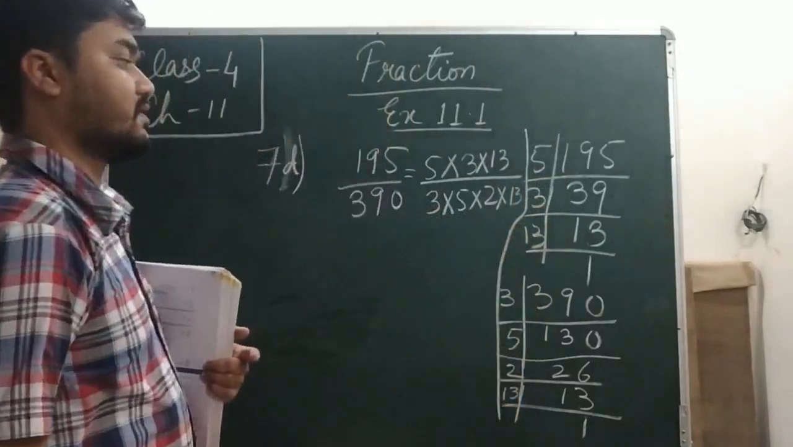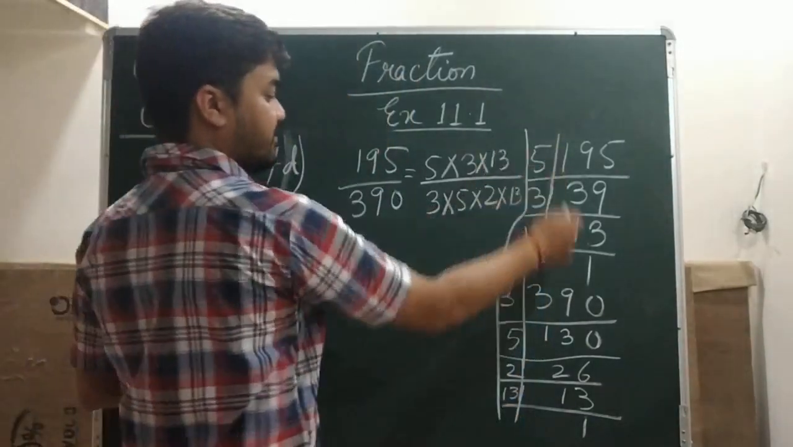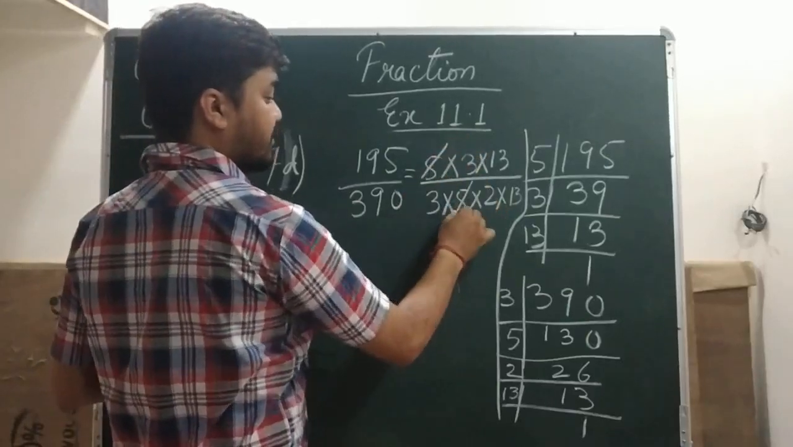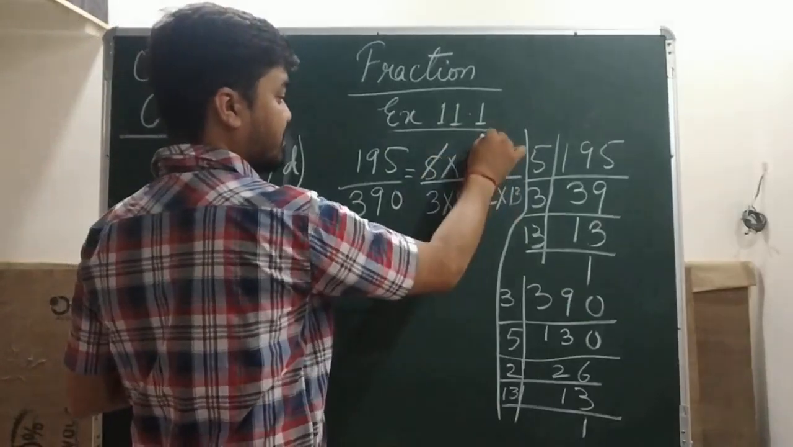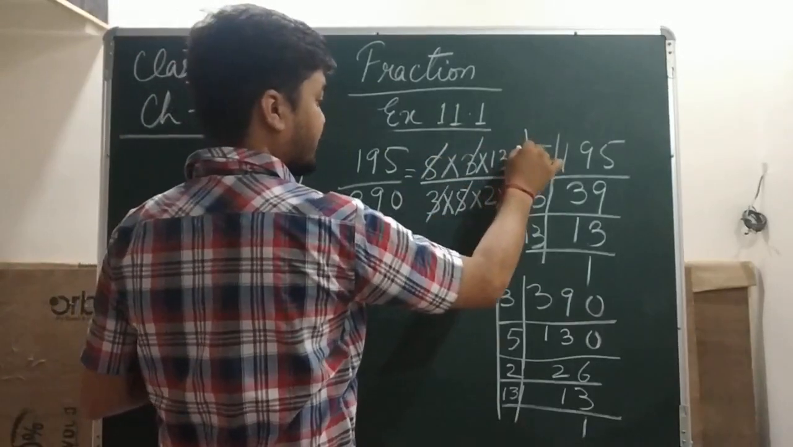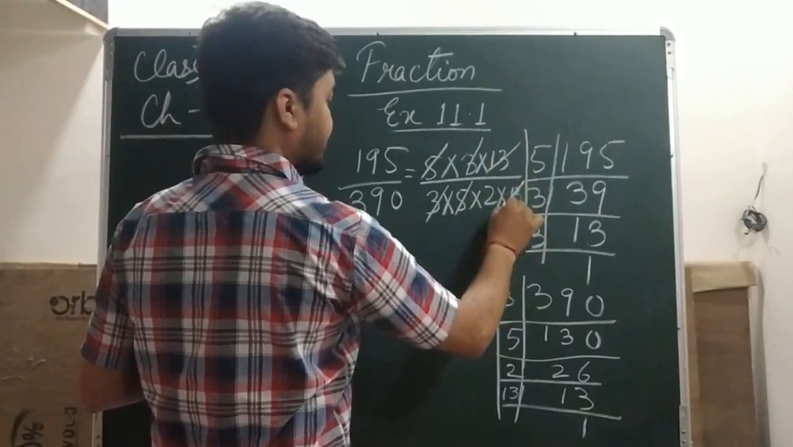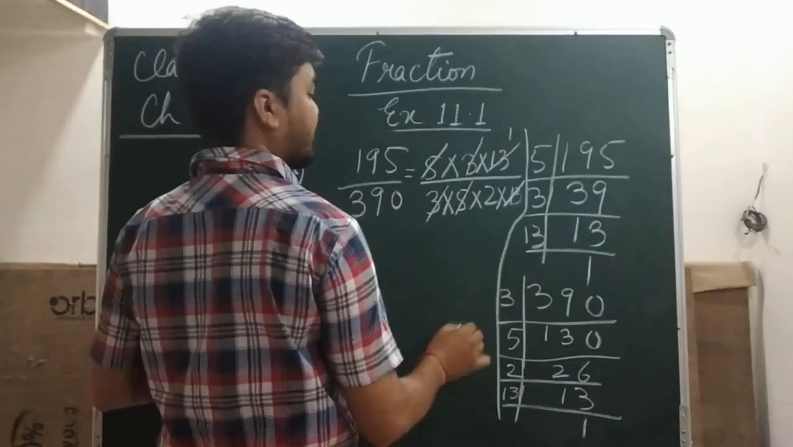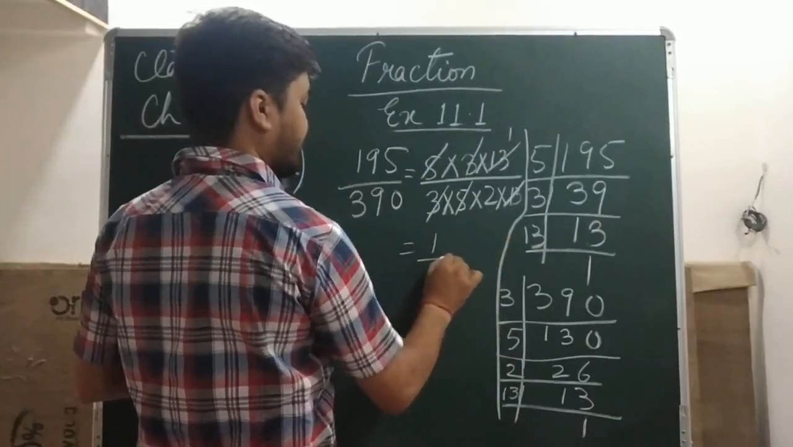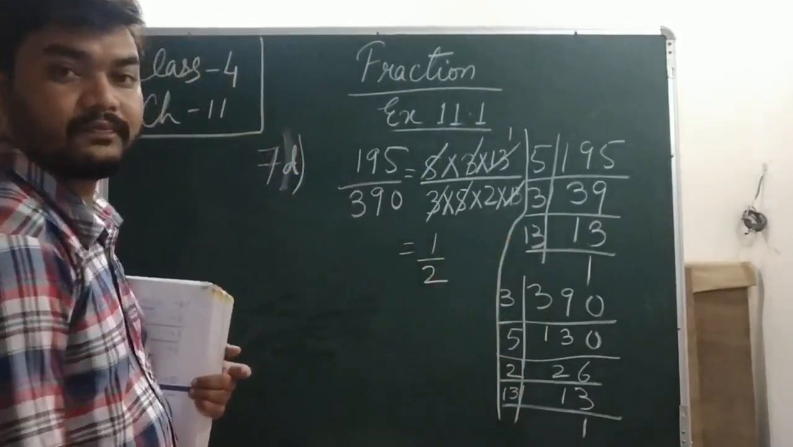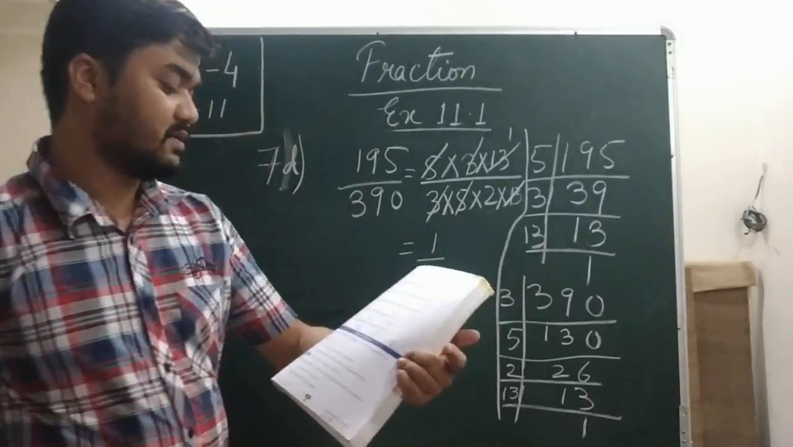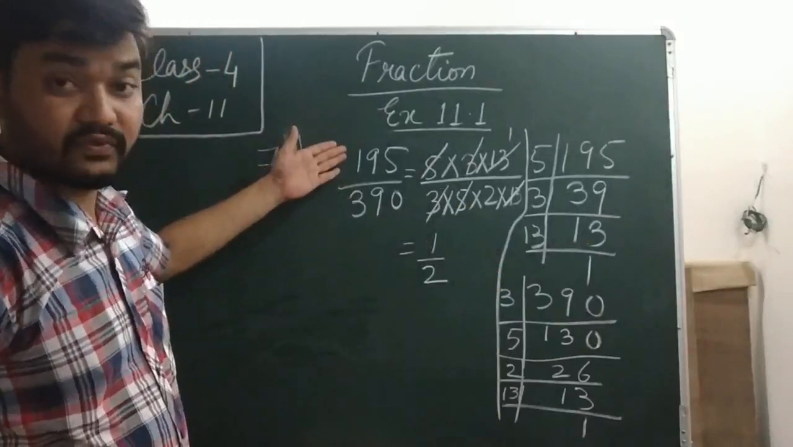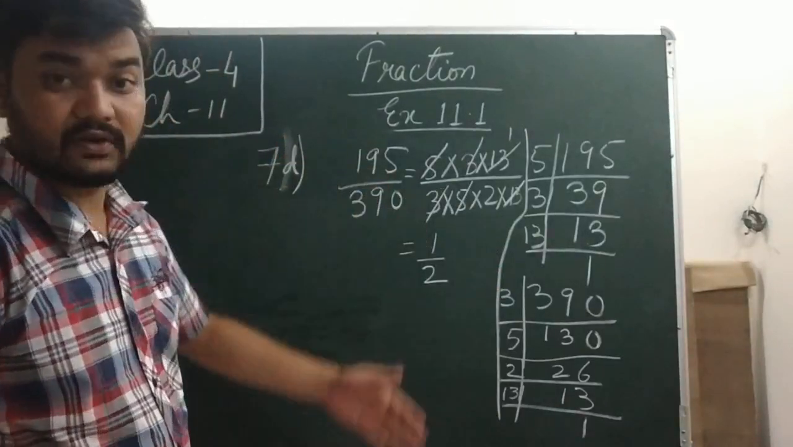Okay, this part you will do in rough. See, similar parts we are cutting. One 5, one 5 is gone. One 3, one 3 is gone. 13 and 13 is gone. So here what is left? Nothing, means 1 is left. And here 2. So the answer will be 1 by 2. Understood? When we are cutting it down, this is called the lowest term.